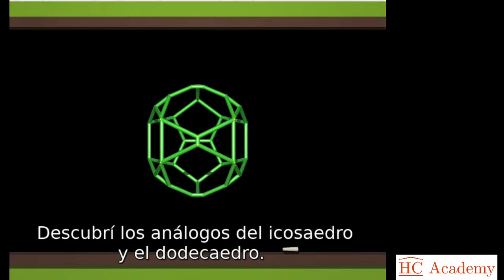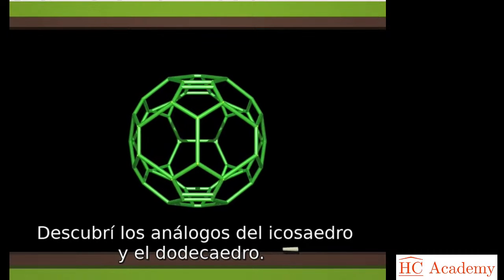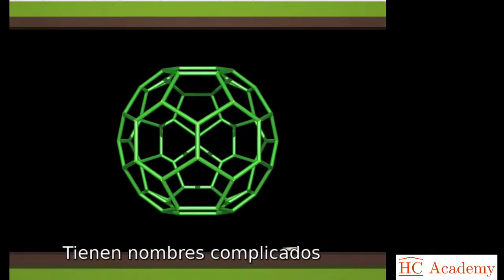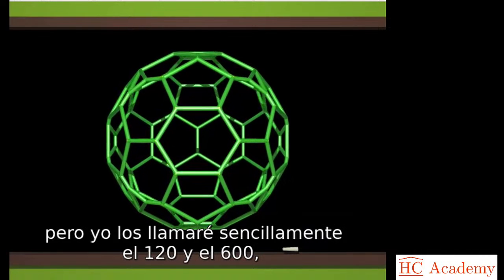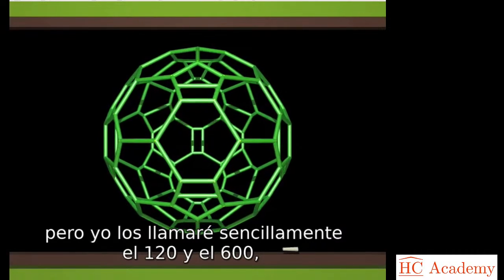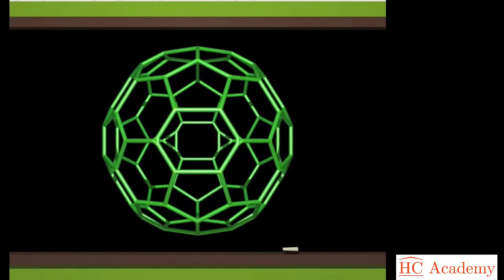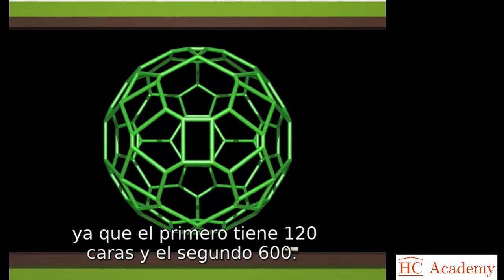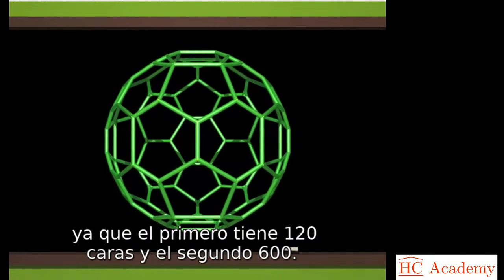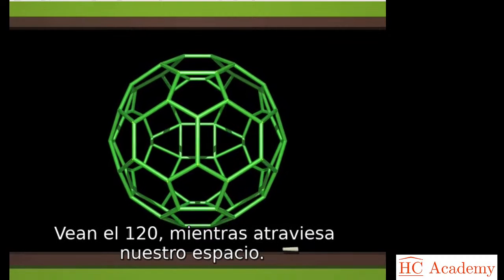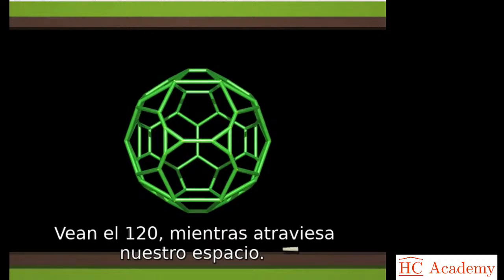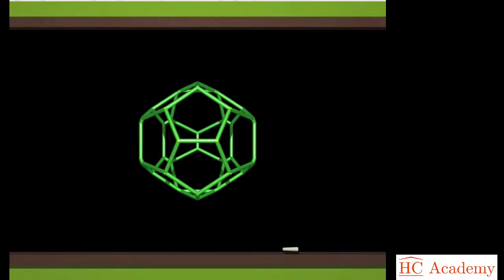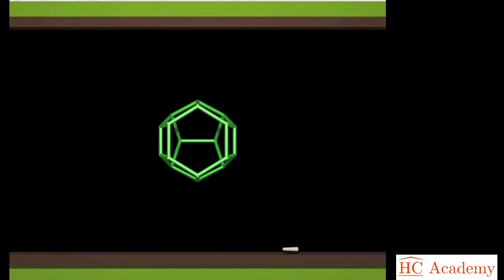I discovered the analogues of the icosahedron and the dodecahedron. They have complicated names, but I'll just call them 120 cell and 600 cell, since the former has 120 faces and the latter 600. It's not hard to understand even for the lizards. Look at the 120 cell. It's just passing through our space. Can you count them all?